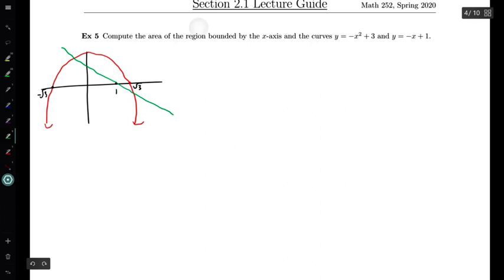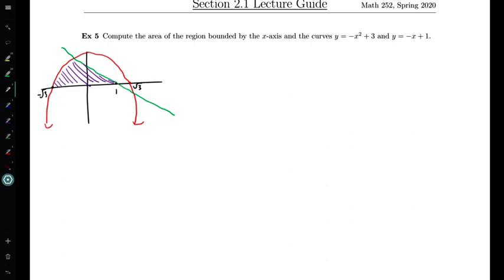So the area that we're looking for here, being the area bounded by the x-axis and these curves. If we're using the x-axis as one of my bounds, and these two curves as the other bound, then the area that I'm looking for is going to be this region here that's bounded by all three different pieces. So what I'm looking for here is to compute the area of this region.